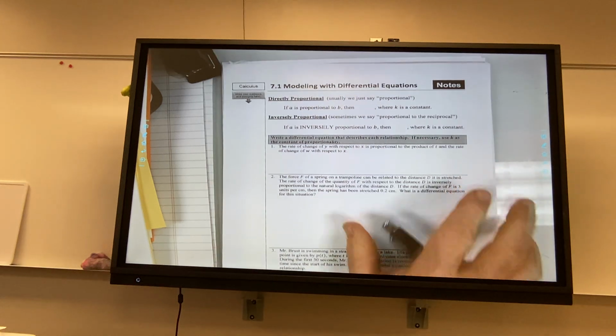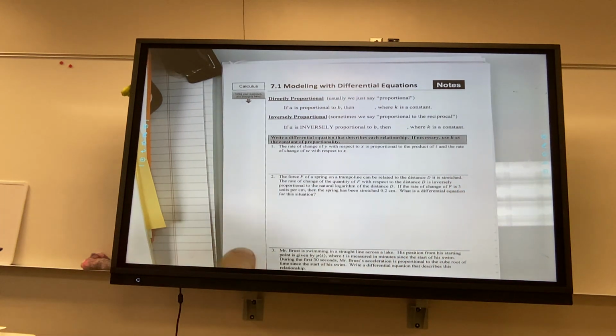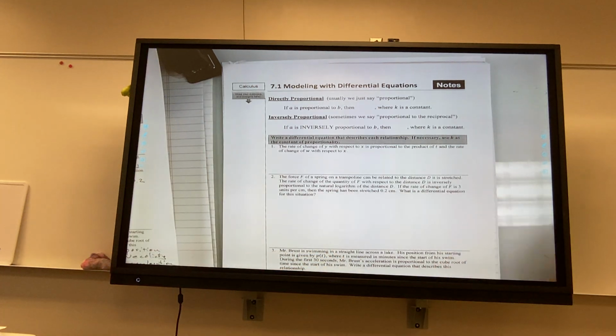So, all right, I'm going to give you some notes here. We're going to talk about modeling with differential equations. What's a differential equation? It's simply an equation that has a derivative, okay?